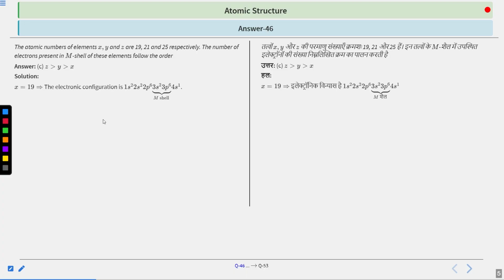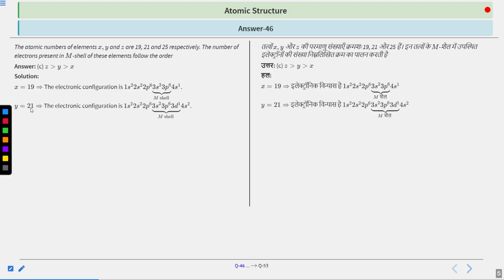So how will we find it? First of all, for X, the number of electrons is 19 in total since the atomic number is 19. So the electronic configuration would be 1s2, 2s2, 2p6, 3s2, 3p6, 4s1. Now what is the M shell? This is K shell, this is L shell, this is M shell. So M shell has 8 electrons.